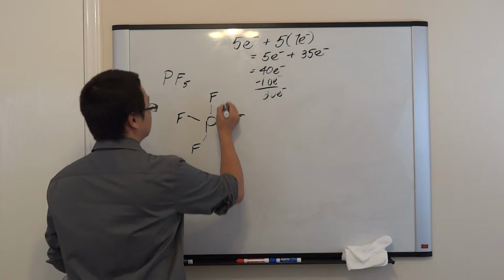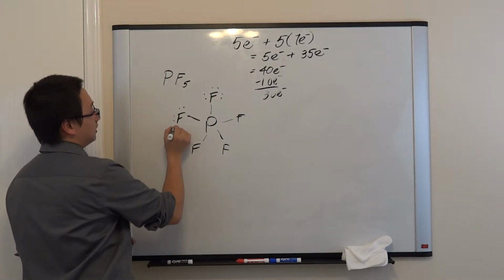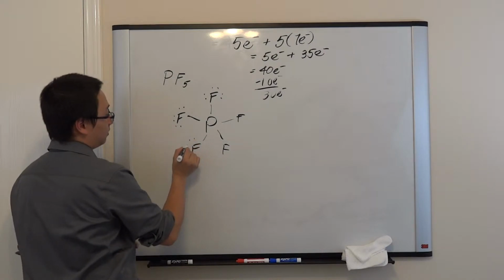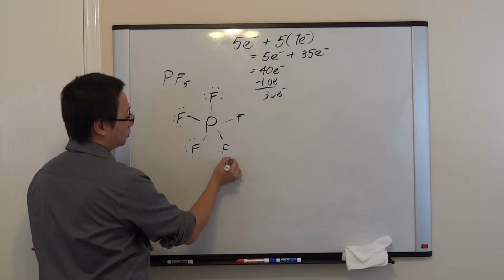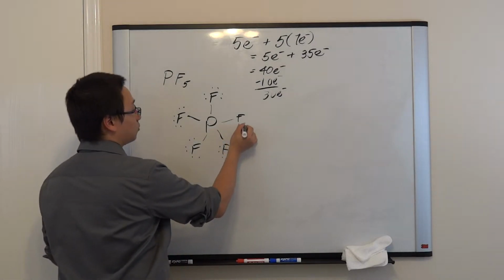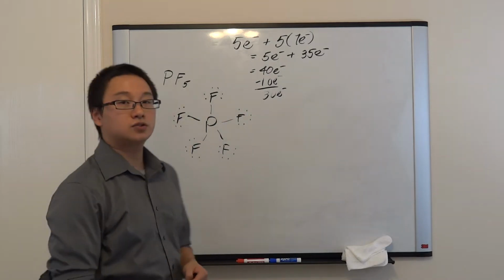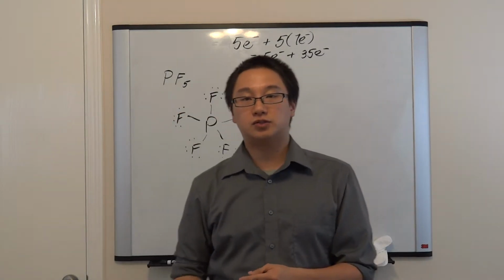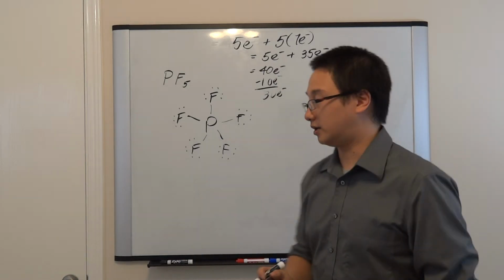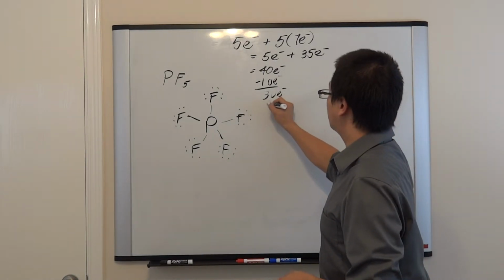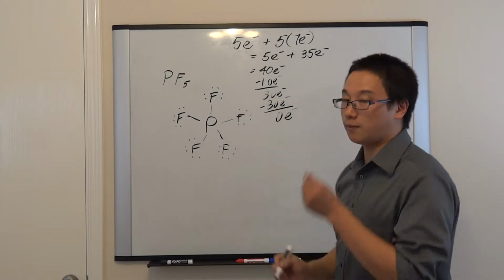So let's do this. 1, 2, 3, 4, 5, 6, 7, 8, 9, 10, 11, 12, 13, 14, 15, 16, 17, 18, 19, 20, 21, 22, 23, 24, 25, 26, 27, 28, 29, 30. By filling the electrons onto the fluorine atoms to make sure they are octets, we have drawn 30 electrons. That's the total number of valence electrons that we had left. So we have 0 electrons remaining.